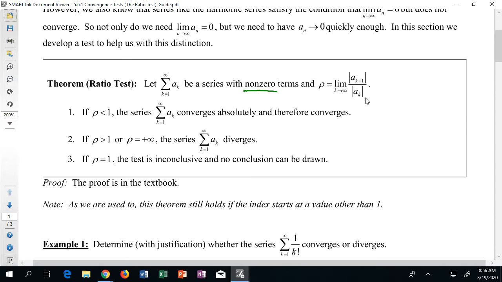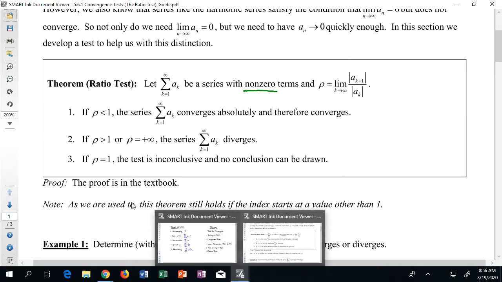Now, when I do this limit, I'm going to come out with an answer, and we're just going to give that answer a name. You don't have to give it a name, but in this case I do, and I call it the Greek letter rho. If you've never seen that before, that's R-H-O. It's the Greek letter rho. It looks like a P.